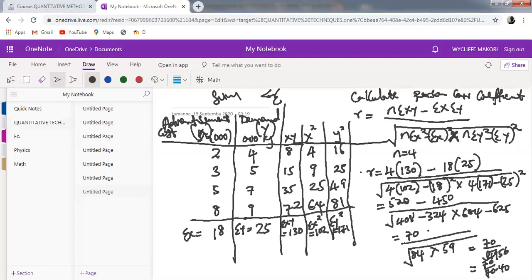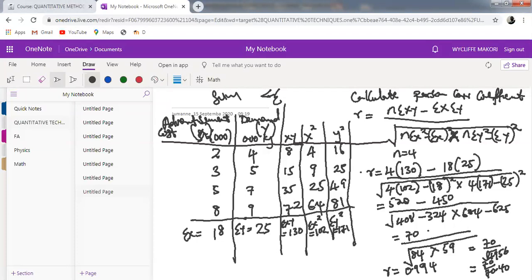So if you divide this, 70 divided by 70 point, is giving you 0.9 something. Let me confirm, 0.994. So that is actually now your r, which is the correlation coefficient. That is how you calculate.